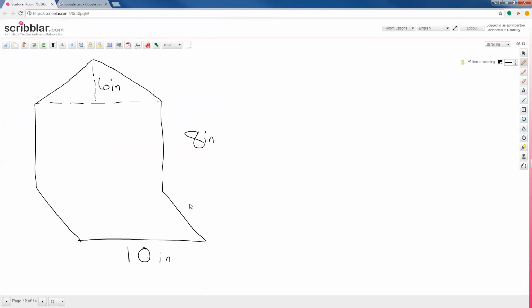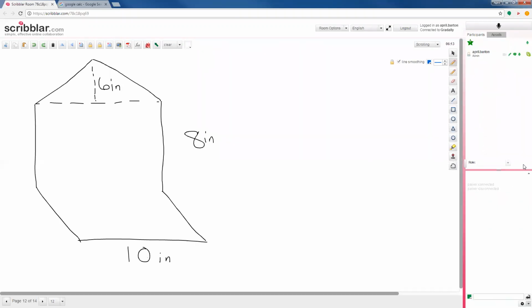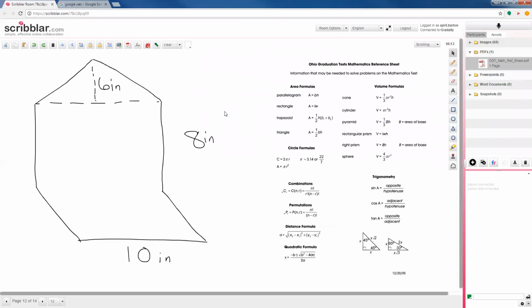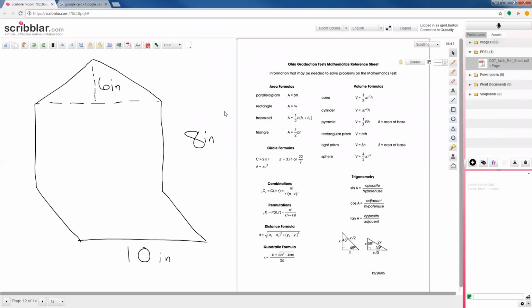Another type of problem where it can get a little more complicated is when they put a whole bunch of shapes together. So the easiest way to attack something like this is to separate them into shapes we know the areas of. Let me get that formula sheet up really quick. I thought I already had it in, but it helps for us to look at it as we're working.